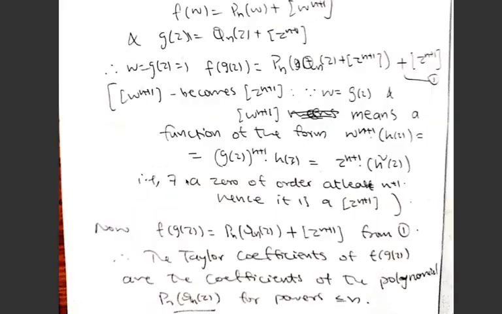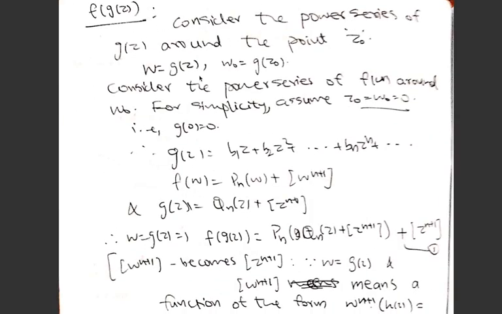So now we can do the same thing for composition. For composition, in general, you have to do something like this. You consider the Taylor series of G at z0, and the value will be some w0. Then consider the Taylor series of F at w0. That's the general thing. But for simplicity, we assume that z0 is 0. That means G(0) is 0. Therefore, G(z) is of this form, and F(w) will be of this form.